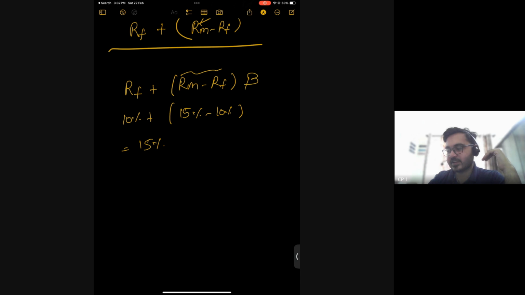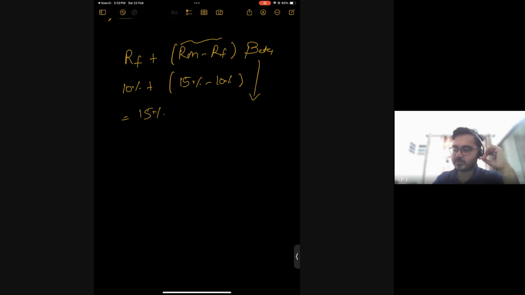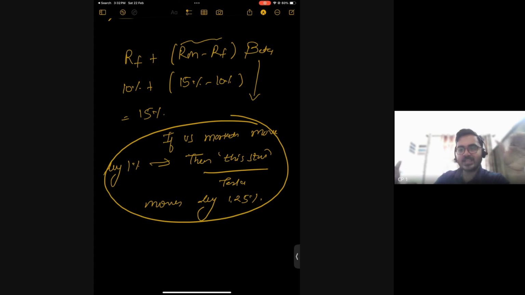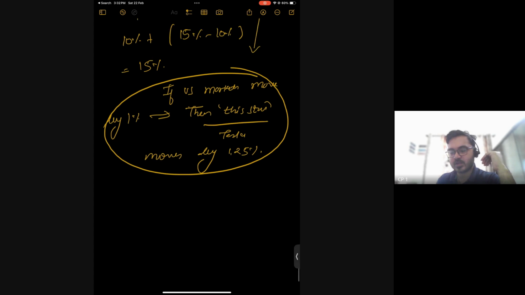And the final factor which I include is beta. What does beta tell me? Beta is basically a measure which tells me that if US markets move by 1%, then this stock, which is the stock I'm asking you to invest in, let's say Tesla, moves by 1.25%. So this basically factors in all the externalities that you would need in order to build up the required rate of return when you're investing in Tesla.